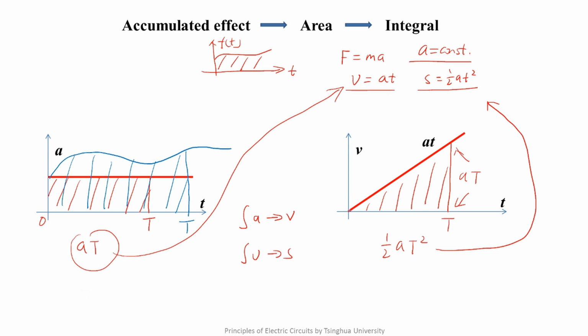Similarly, we suppose the speed of the object is changing with time, but not linearly. We can still find the dashed area at t equals capital T. The dashed area is the displacement of the object at t equals capital T. So you must remember the integral is to find the area, that is the accumulated effect of a variable. How to solve the integral of a given function, we will discuss later.